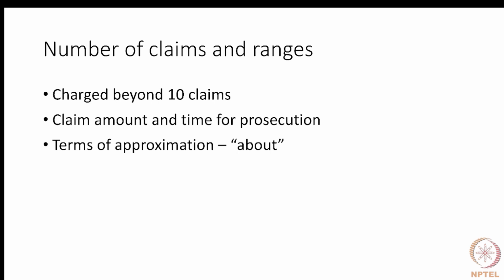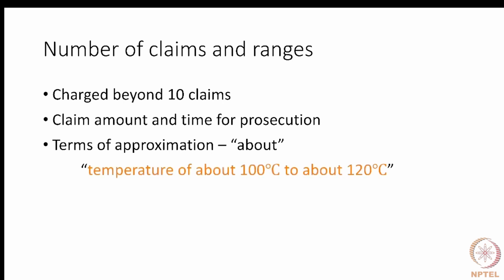Now, for numerical ranges, it is advisable to use "about" because in some cases, you're not exactly sure about what is the precise number at which a particular thing happens. For instance, temperature of about 100 degrees centigrade to about 120 degrees centigrade because the reaction may happen before 100 or even before 120 or soon after 100. So if you're not sure about where the reaction is happening, then you could use an approximation.